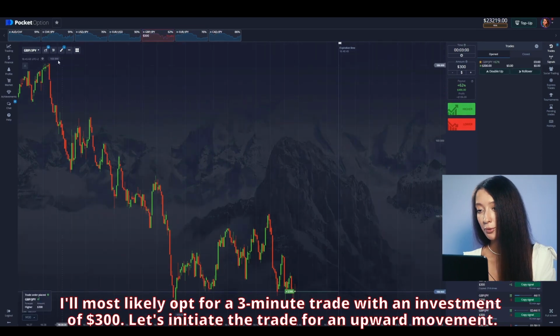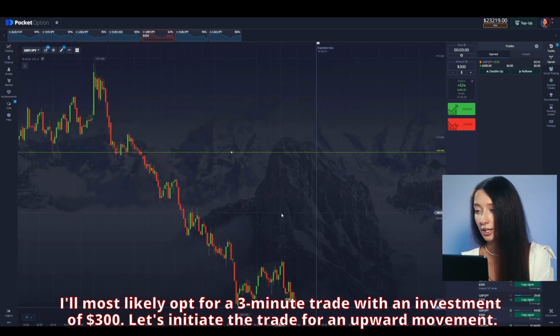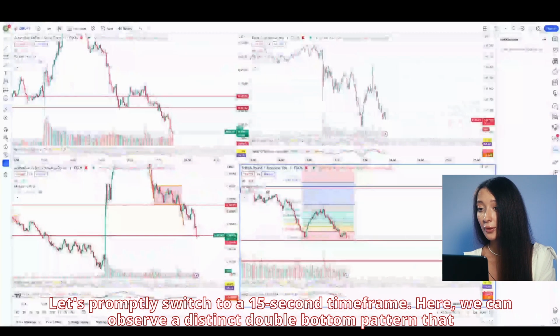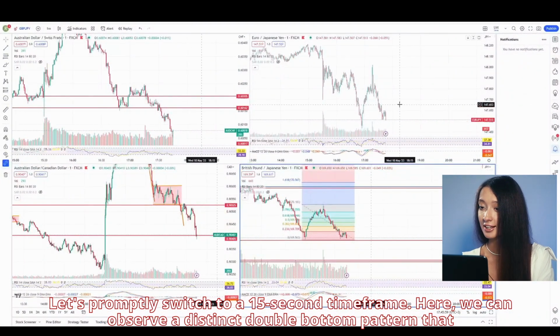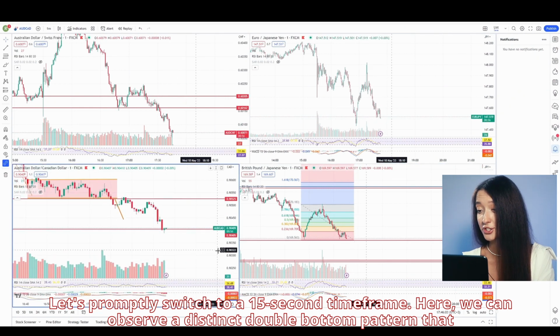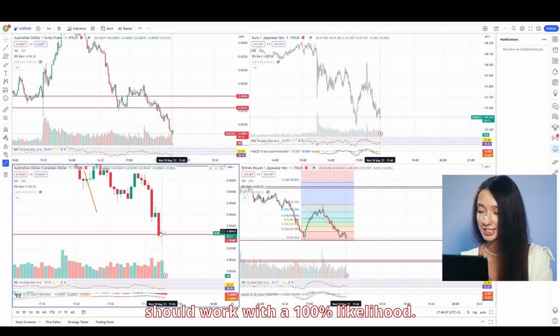I will most likely opt for a 3-minute trade with an investment of $300. Let's initiate the trade for the upward movement. Let's promptly switch to a 50 seconds time frame. Here we can observe a distinct double bottom pattern that should work with a 100% likelihood.